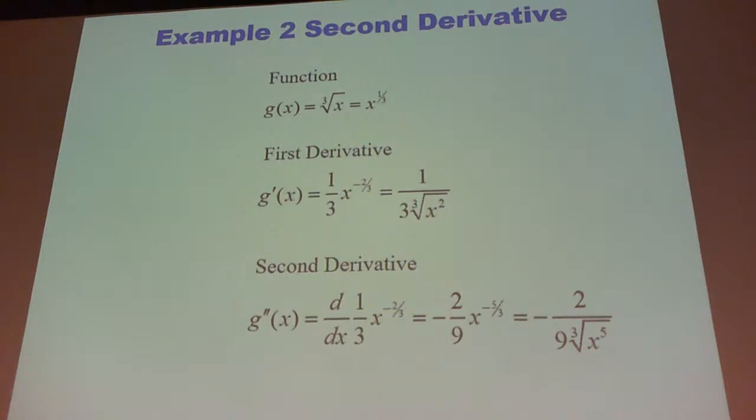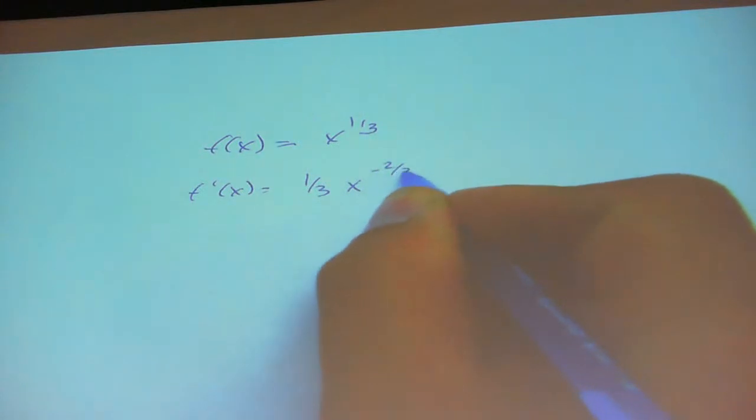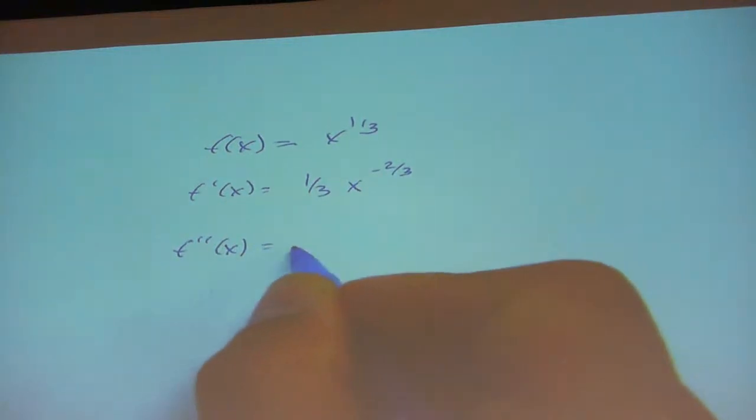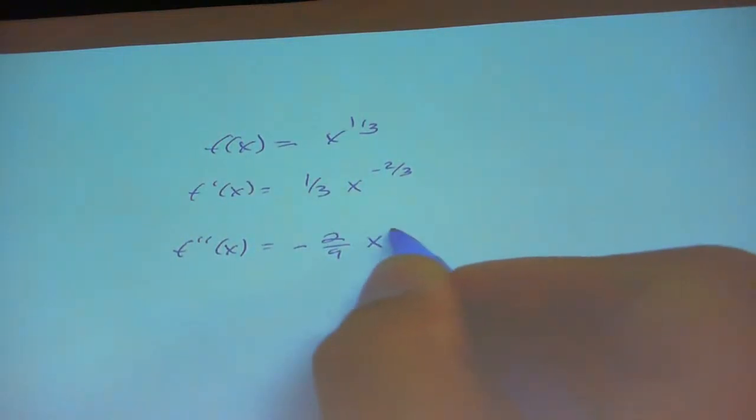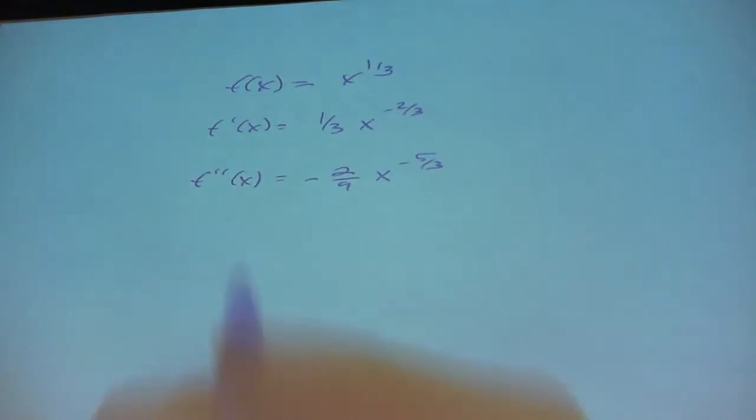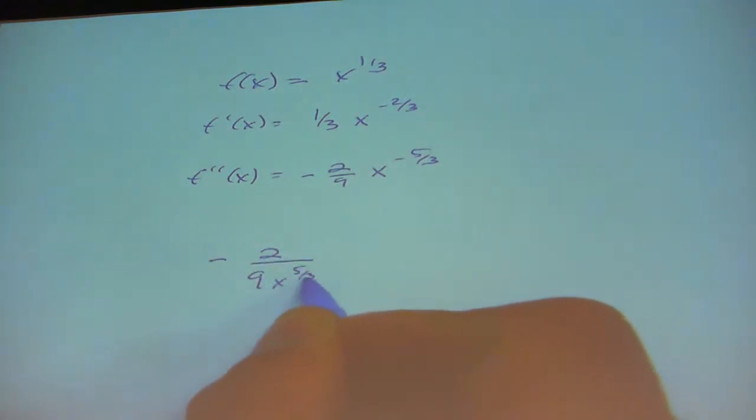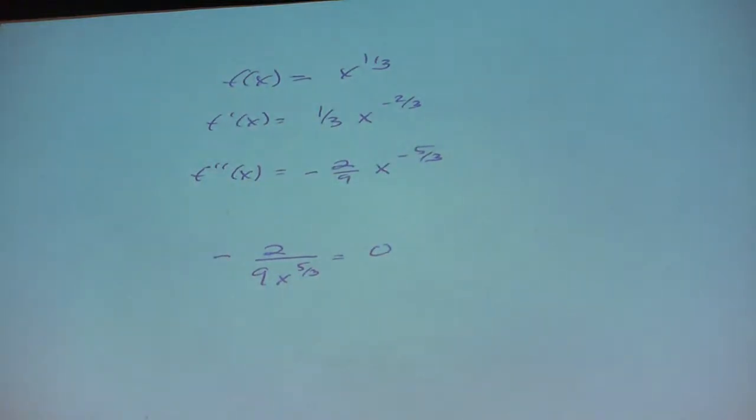Okay? So again, our original is x to the 1/3. We're going to take the second derivative to find concave up or concave down. So the first derivative is 1/3 x to the negative 2/3. Take the second derivative, 2 primes. That would be negative 2/9 x to the negative 5/3. And if I want to find the inflection point, again, we take the second derivative, which I'll go ahead and simplify, negative 2/9 x to the 5/3 equal to 0. Okay, so to find the inflection point, set the second derivative equal to 0.